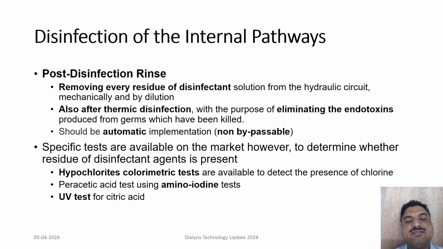Specific tests are available in the market to determine whether any residual disinfecting agent is present or not. For chlorine, we can use a hypochlorite colorimetric test. For peracetic acid, we can use an amino iodic acid test, and for citric acid, one can use a UV test.